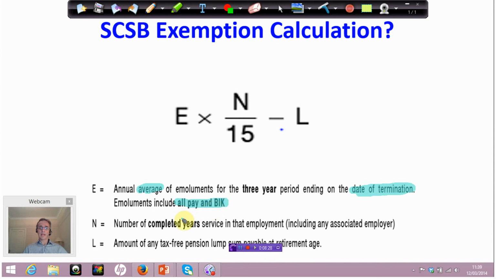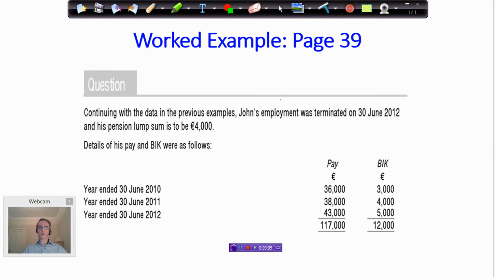Okay. Next thing I draw your attention to again is completed years. For N, we're looking for completed years, not part years, okay? And the last area here, apologies if you can't see that, L, is really just the value of the tax-free pension lump sum at retirement age. Do bear in mind that the individual could be retiring, or sorry, being made redundant well before retirement. But don't worry about this pension lump sum, because that will in fact be given in the question, okay?